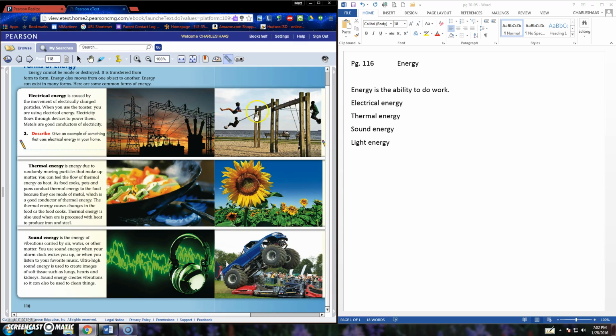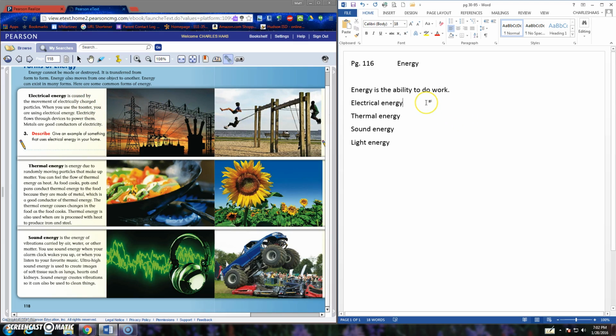It's caused by the movement of electrically charged particles. When you use the toaster, you're using electrical energy. Metals are good conductors of electricity. Movement of electrons. Metals are good conductors.